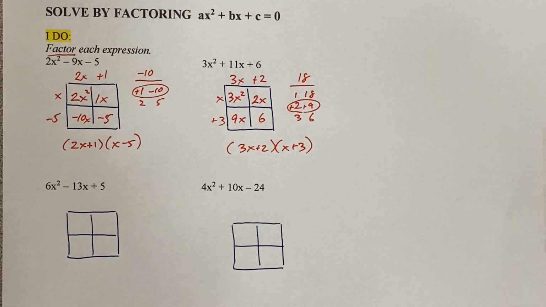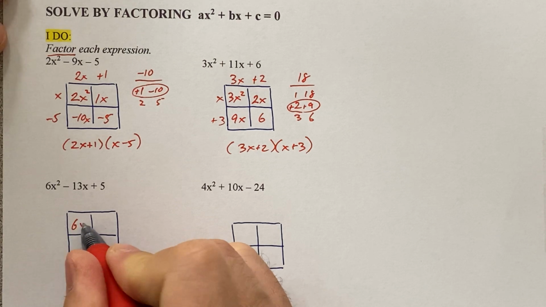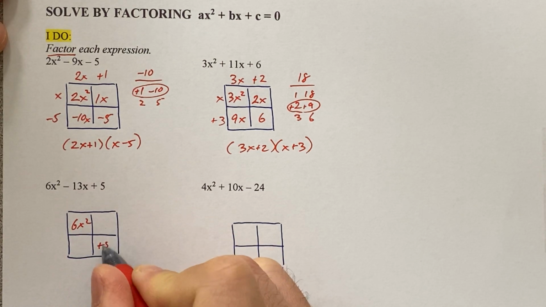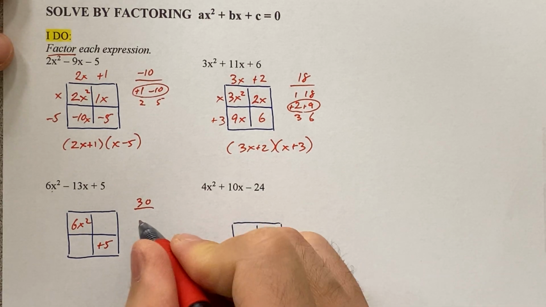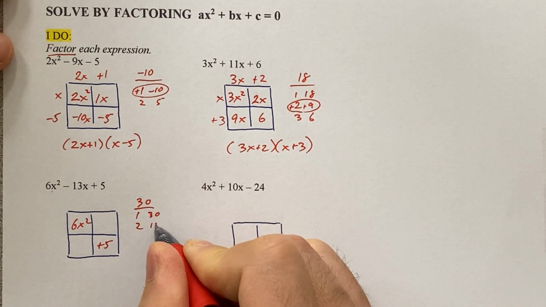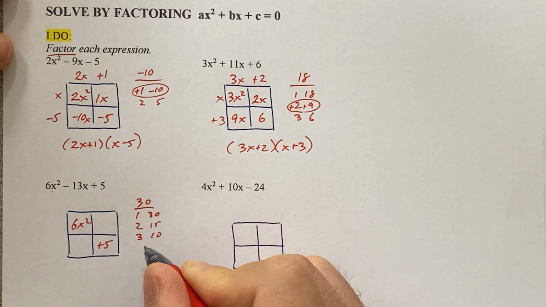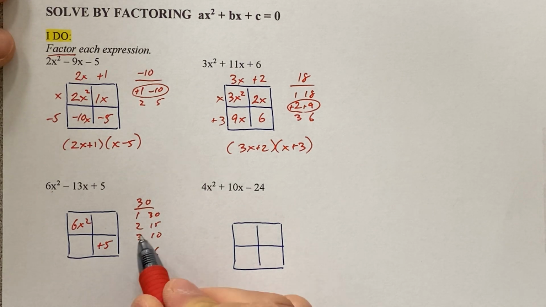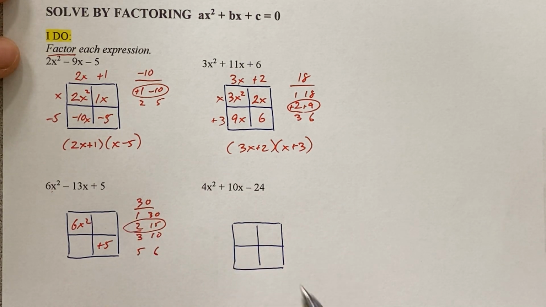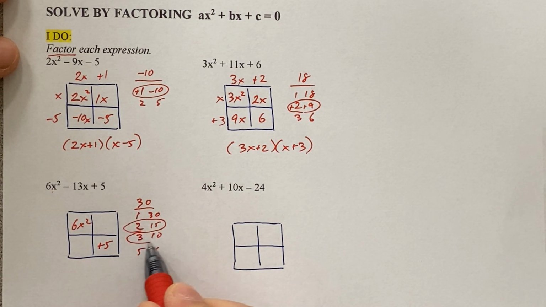Okay. Let's repeat that one more time. Start off with 6x squared, +5 here. Multiply those, that gives me 30. All the combinations of 30: 1 and 30, 2 and 15, 3 and 10, 5 and 6. Which one of these could hit 13 in the middle? This one you got to be careful of because this could actually hit 13, right? And so could this one.